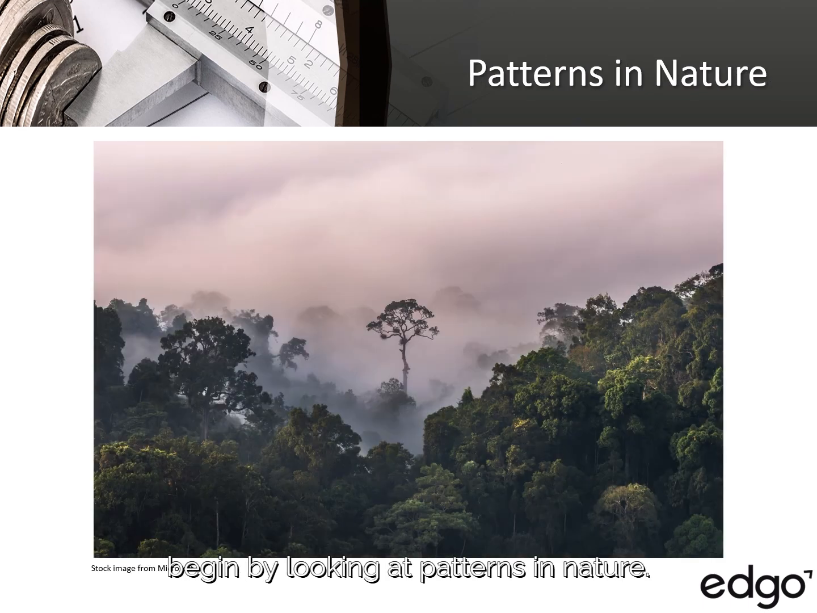Let us begin by looking at patterns in nature. Observe the image on the screen. At first, we may simply see a forest filled with trees. But if we observe nature more carefully, we often discover repeated shapes, arrangements, and structures. Trees, for example, develop branches. Those branches divide into smaller branches, which may divide again. Leaves may also grow according to particular arrangements.